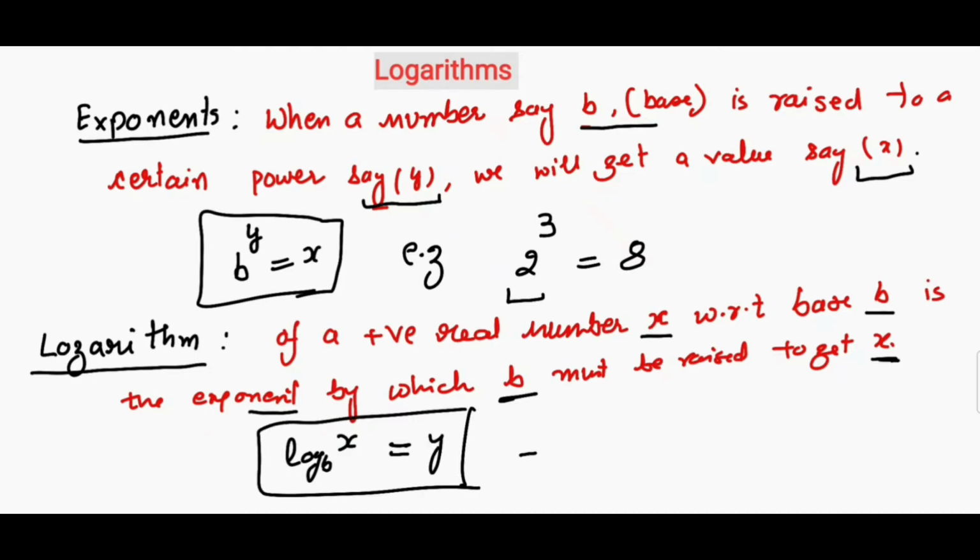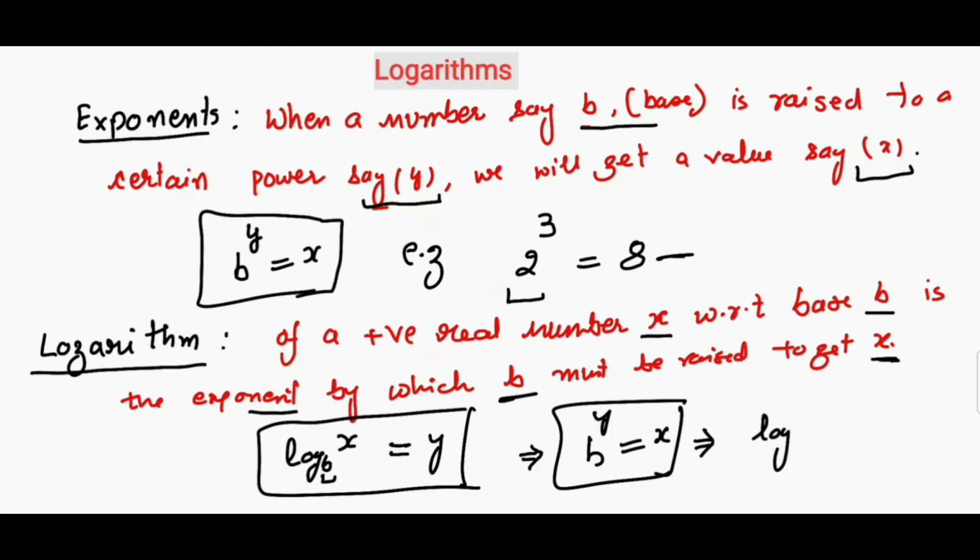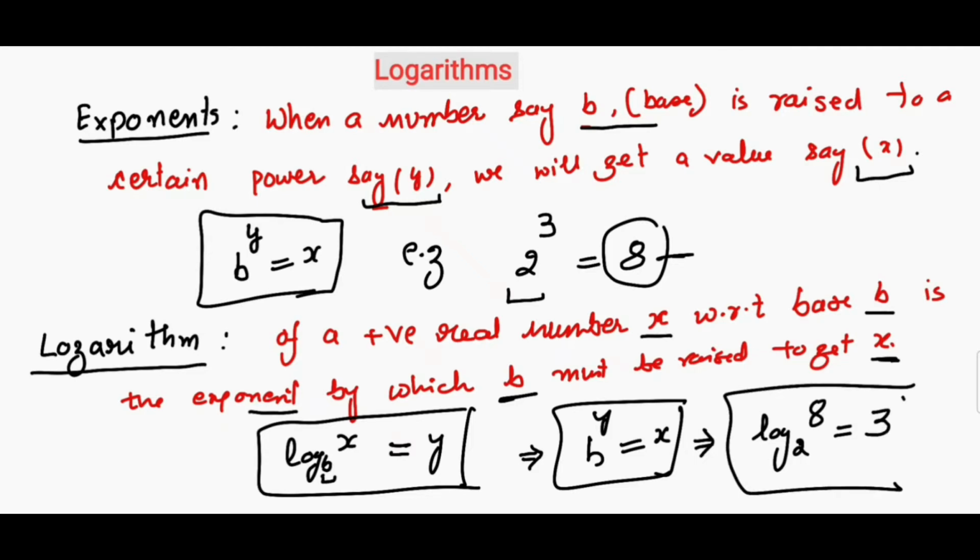We can write this in exponent form like this: b raised to power y is equal to x. Or we can write this equation also in logarithmic form. How can we write this? We can write this as log of 8 base 2 is always equal to this exponent 3.